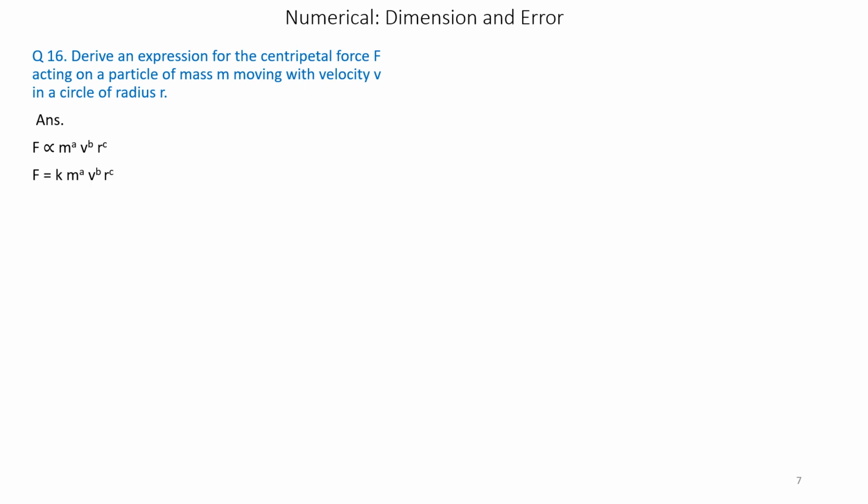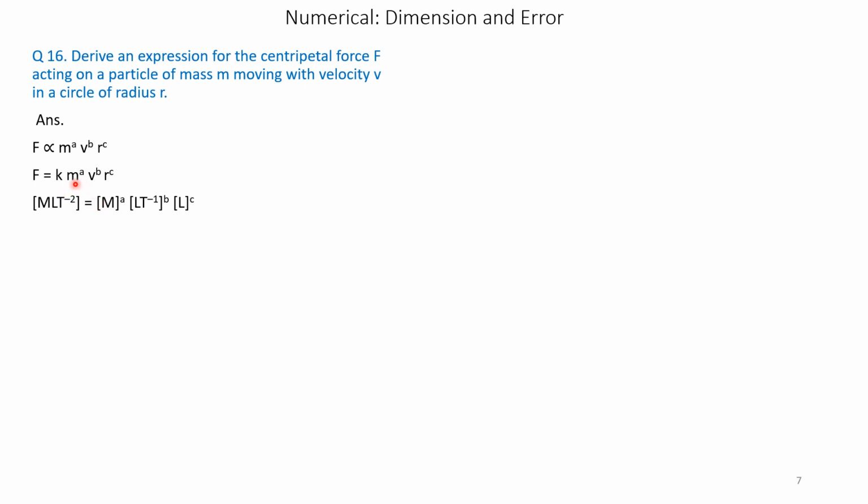So let us remove the sign of proportionality by putting F = K m^a v^b r^c, where K is the constant of proportionality. In writing the dimensional equation, the dimensions of force F are mass into acceleration, that is M for mass, L t^-2 for acceleration. So the left hand side has dimensions M L t^-2, and K is dimensionless.